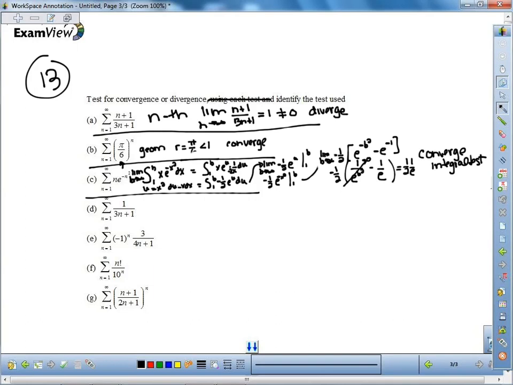For D, I always try to use the nth term test. But notice if you use the nth term test, this is going to equal 0. So that doesn't tell me anything. So what I'm going to do is compare this to 1 over 3n. So the only thing that the direct comparison test says is that I need to make sure that this is bigger than this, which it is, because in the denominator we're adding 1.